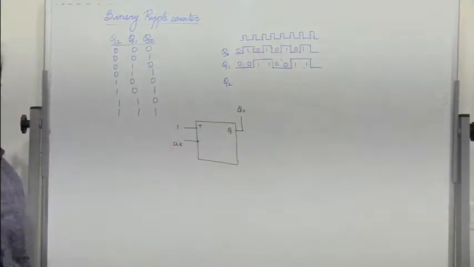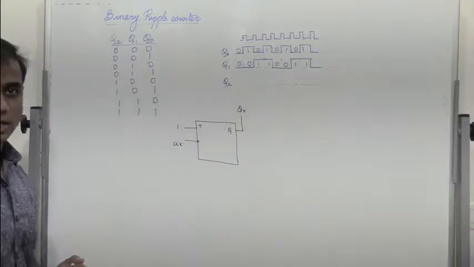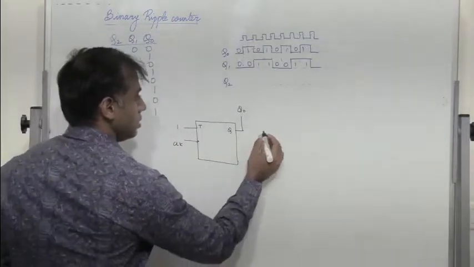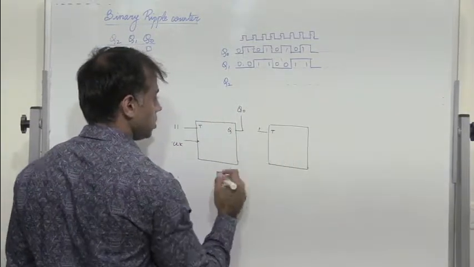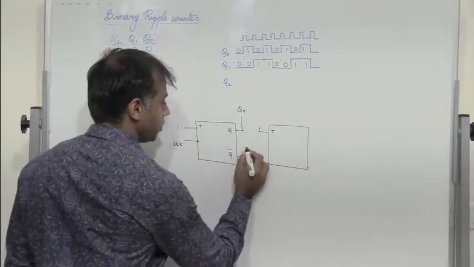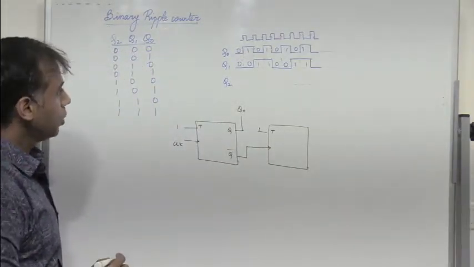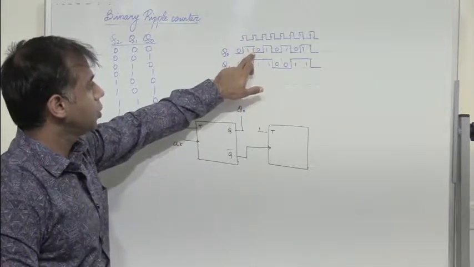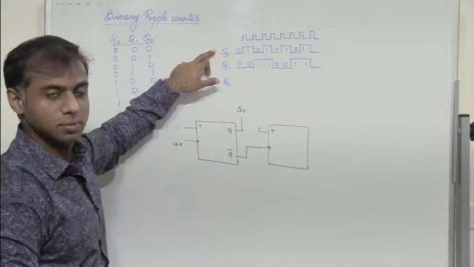But this T flip-flop changes its state during the rising edge and not during the falling edge. So what do we do? We have the next T flip-flop. Of course, the input is 1 because it has to toggle. We have Q and Q complement. The complement of the output Q is given as the clock input. So when the edge of Q0 is falling, I have Q bar which is rising because it is the complement of Q0.